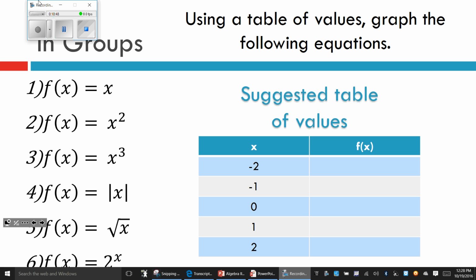Okay, so somebody say, I'll take number 1, I'll take number 2, I'll take number 3, and we'll get them up on the board and look at them. Any questions on what you're doing? Okay, ready, set, go.